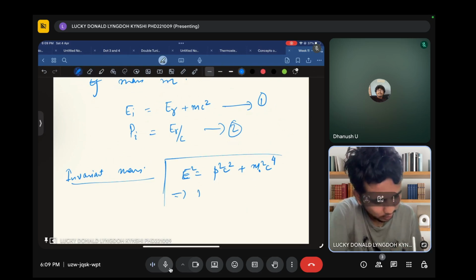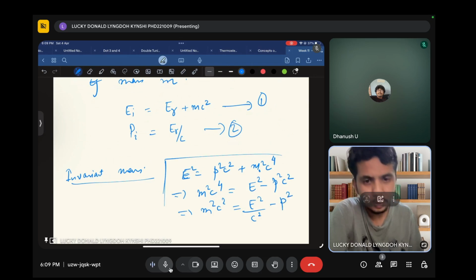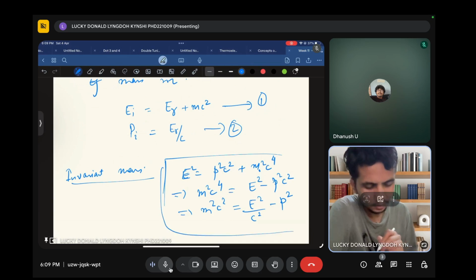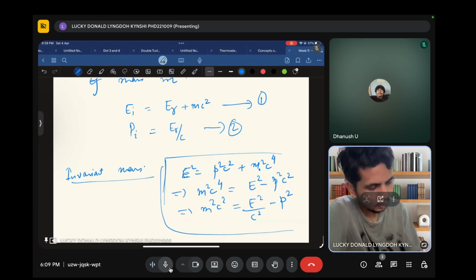You can write m square c to the power 4 equal to E square minus p square c square, and you can write m square c square as E square by c square minus p square, because c square and c square get cancelled on the right hand side. Now you can use this formula to find the initial condition.